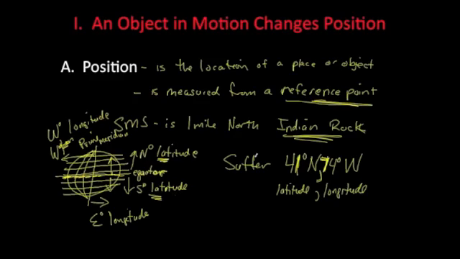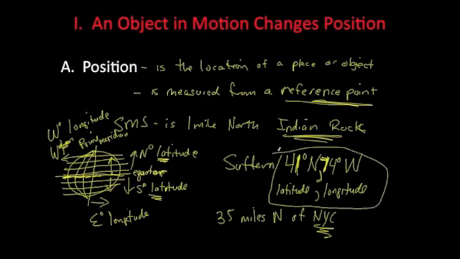Or you could use a distance and direction method. So for instance, you might say that Suffern is 35 miles north or northwest, slightly northwest of New York City. New York City being the reference point. The reference point in the coordinate system being the equator and the prime meridian. So position is the location of a place or object, and it is measured from a reference point.